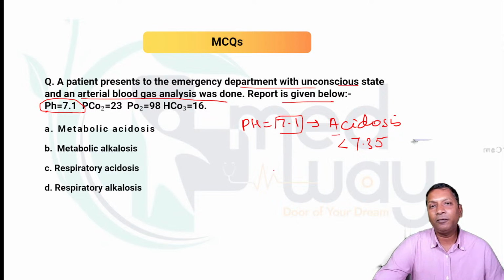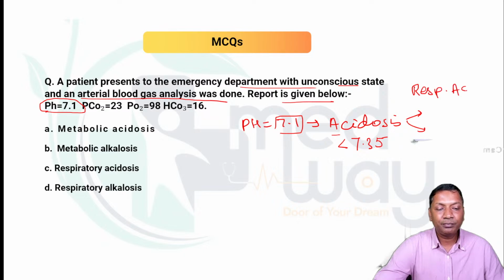Then what are the causes of acidosis? There are two types: one may be respiratory acidosis, and the other may be metabolic acidosis.